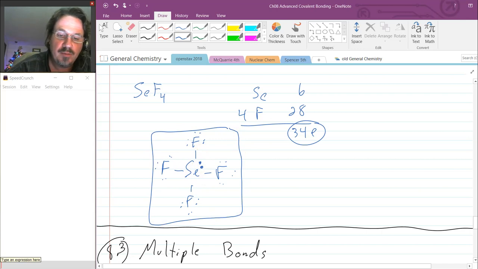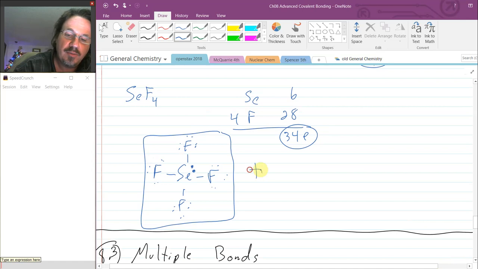So what about the hybridization? Well, let's look at that central atom. There are 5 things coming off of that, right? 4 single bonds and then this lone pair. So 5 things coming off. I know the overall electron geometry is going to be trigonal bipyramidal for 5 things going off.